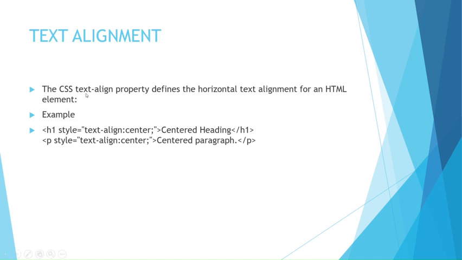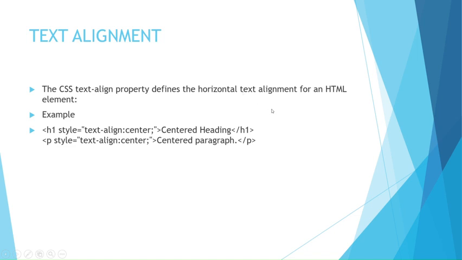So next is our text alignment. The CSS text-align property defines the horizontal text alignment for an HTML element. For example, h1 style equals to text-align: center, centered heading. Then there is a paragraph. So this is used for the text alignment.